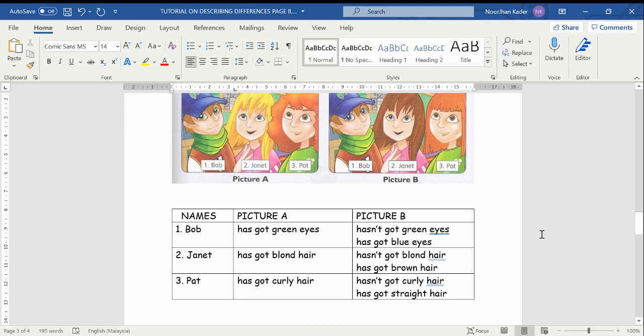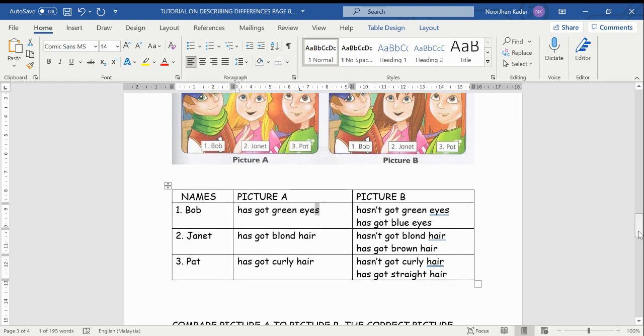Okay? So remember, there's no full stop here because we are writing separately. We are writing the names in one part of the table, and in the other part we are writing has got green eyes. A phrase, and here also we are having phrases. So names, phrases, phrases. So that is why we are not having full stops. But when we write a full sentence, we must put full stops.